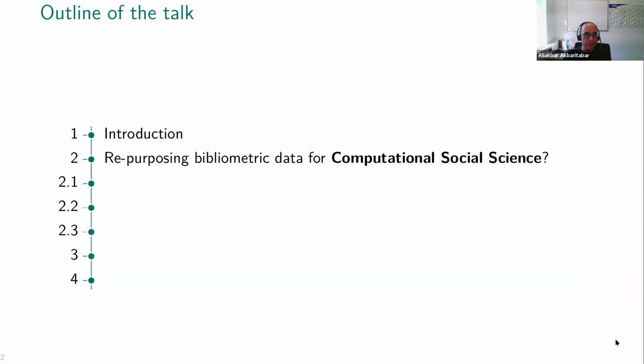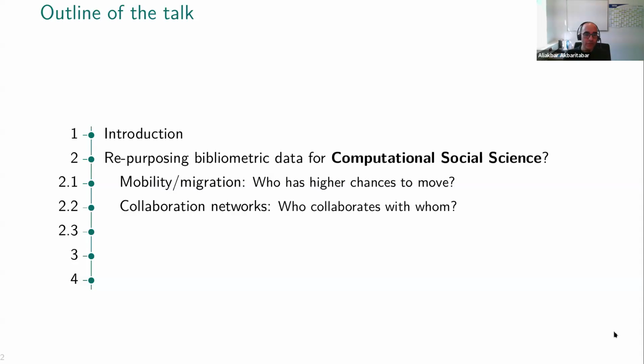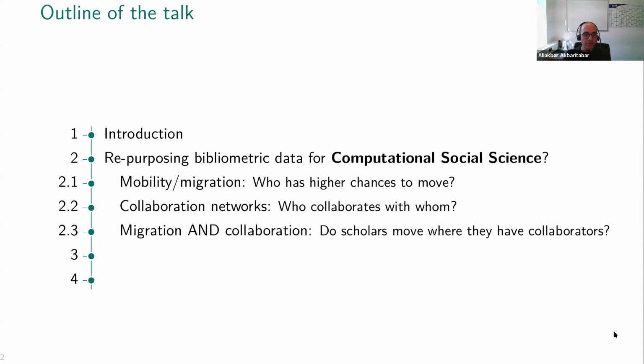And I will give you three specific examples. One would be mobility and migration. There, the question we are answering is who has higher chances to move between scholars. Then we look at collaboration networks. And the question, of course, is who collaborates with whom. And afterwards, the combination of the two. Do scholars who are mobile move where they have collaborators? So that would be the goal of the third question.